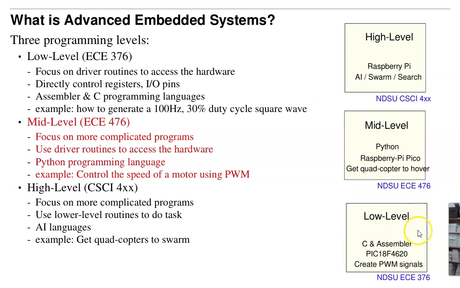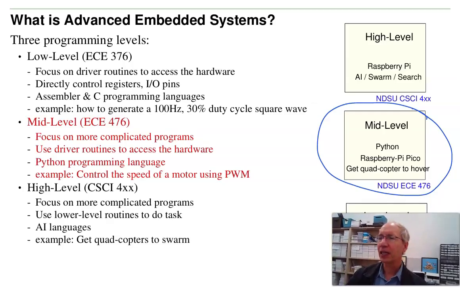That's low-level programming. Mid-level programming is this course. We focus on more complicated programs using driver routines that access the hardware, and we also use a higher-level language called Python. For example, we'll do things like control the speed of a motor using pulse width modulation. High-level programming would be things like a Raspberry Pi. That's typically when you use things like AI languages. You do things like get a quadcopter to swarm, do gradient search, find the gas leak in the field. That'd be high-level programming. This class is focused right here on mid-level programming using Python and a Raspberry Pi Pico.